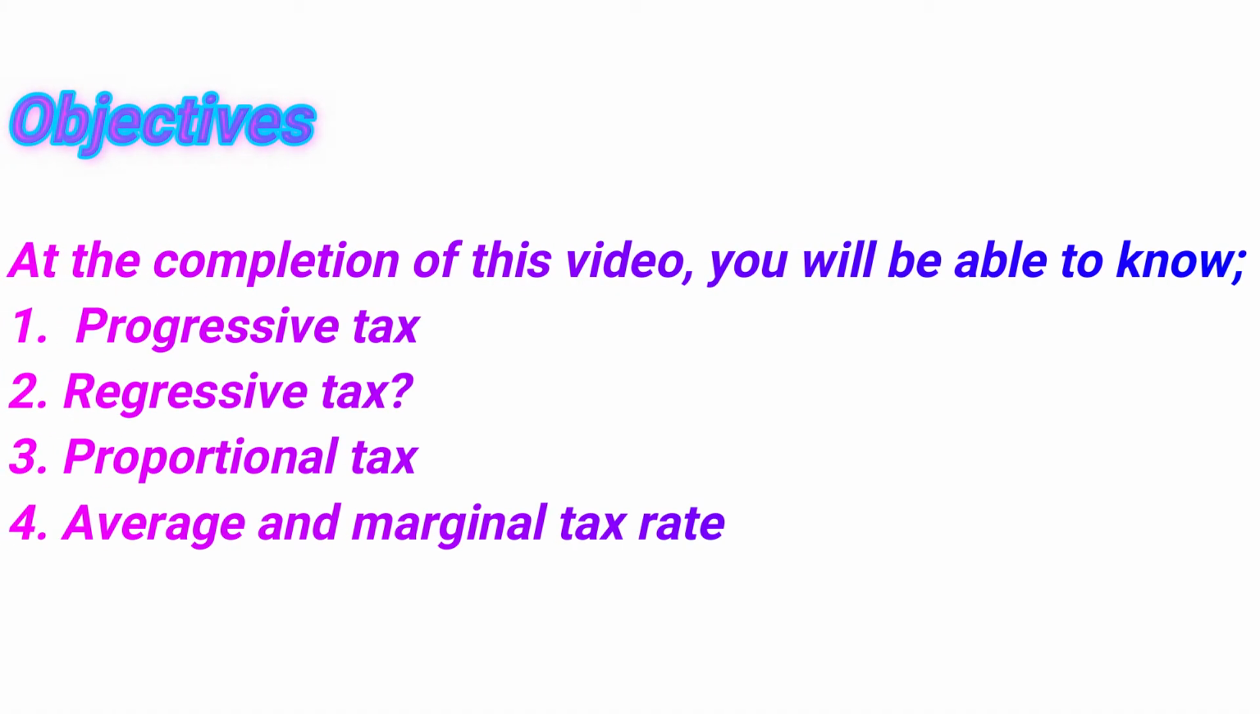Hello everybody, the topic I'm going to explain to you today is the continuation of government intervention at microeconomic level. The topic is financial intervention, and the subtopic is the difference between progressive, regressive and proportional taxes, and the method to calculate average tax rate and marginal tax rate.